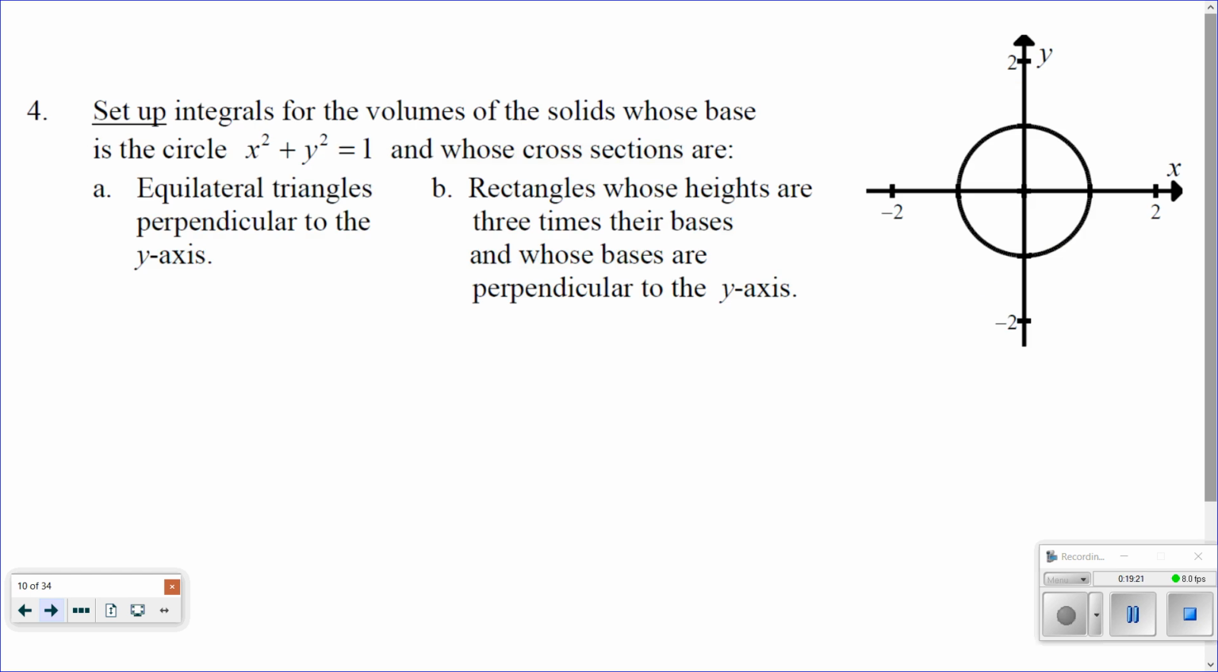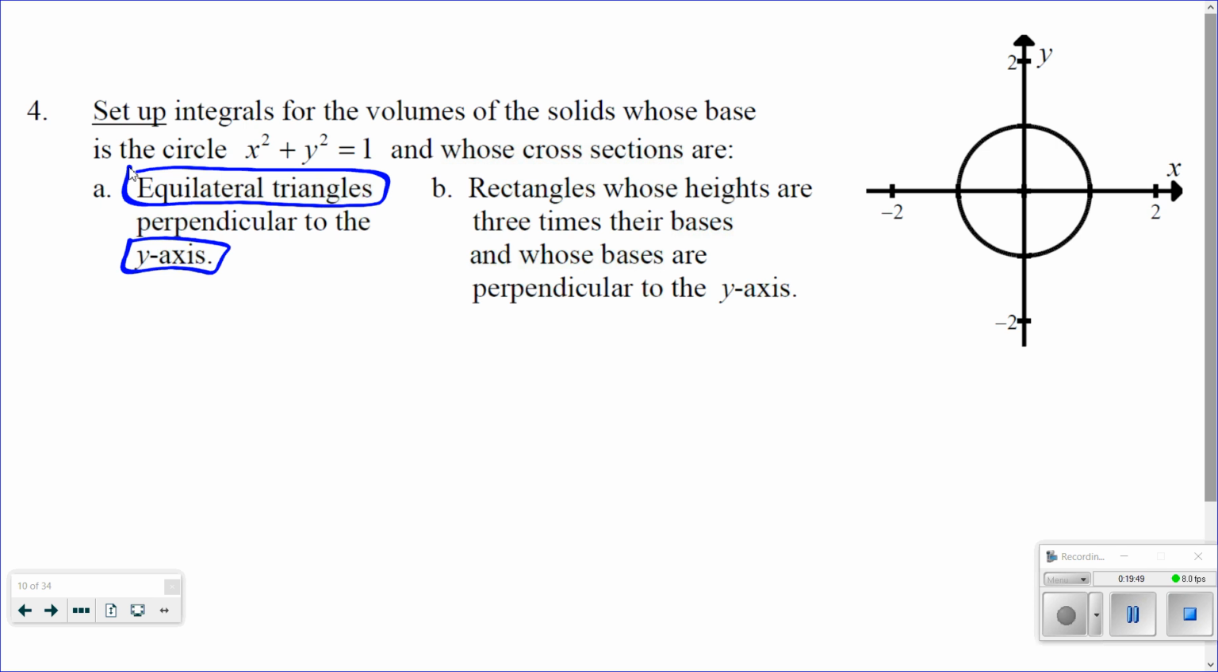Okay, let's do this last example. So if you're looking at it, it says set up an integral for the volume of the solid whose base is the circle x squared plus y squared equals 1, and whose cross sections are... So we're doing two different problems. The first one is an equilateral triangle. So again, circle that, perpendicular to the y-axis. And it's got our shape over here.